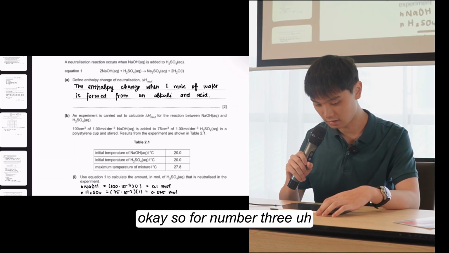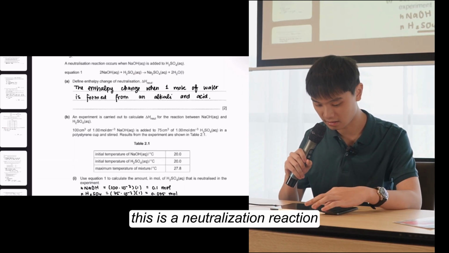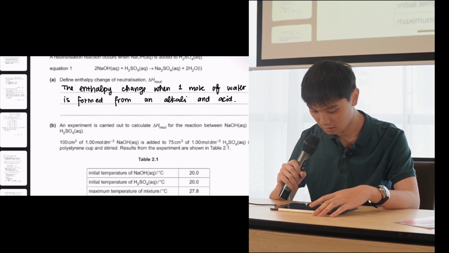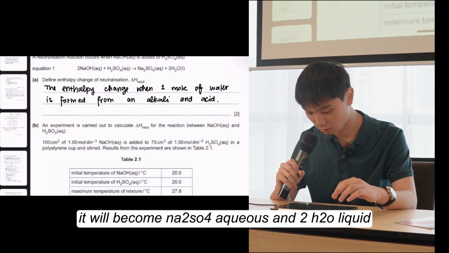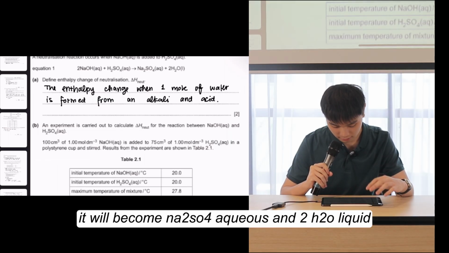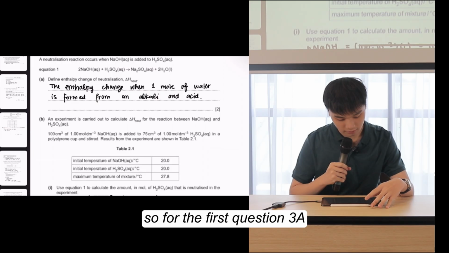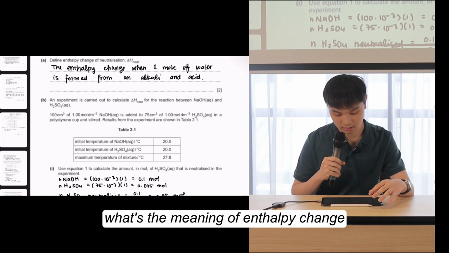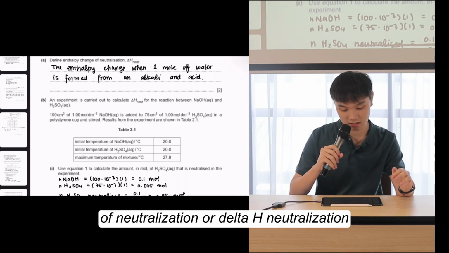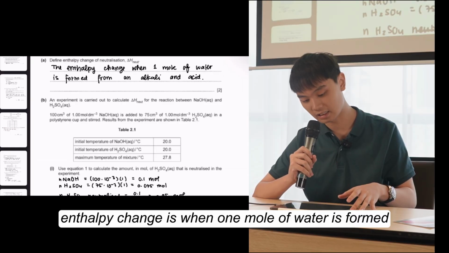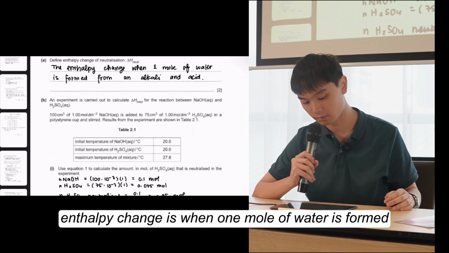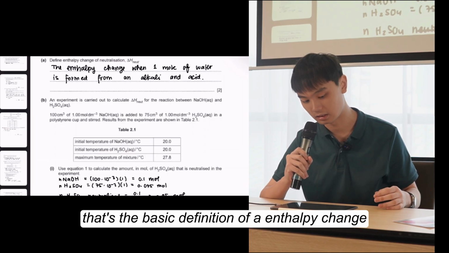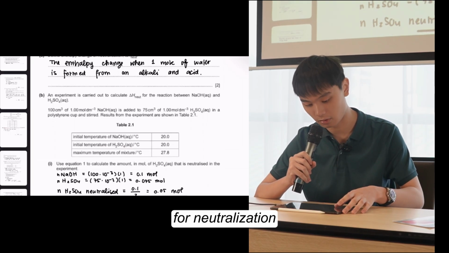Okay, so for number 3, this is a neutralization reaction. 2NaOH aqueous plus H2SO4 aqueous will become Na2SO4 aqueous and 2H2O liquid. So for the first question, 3A, it asks what's the meaning of enthalpy change of neutralization, or delta H neutralization. So basically, it is the enthalpy change when 1 mole of water is formed from an alkali and an acid. That's the basic definition of enthalpy change of neutralization.